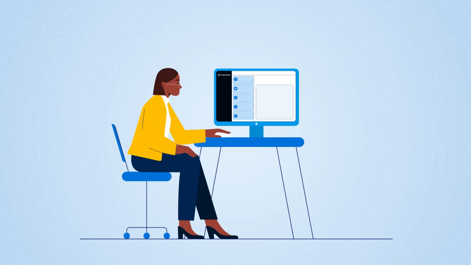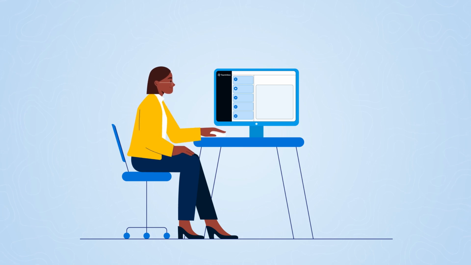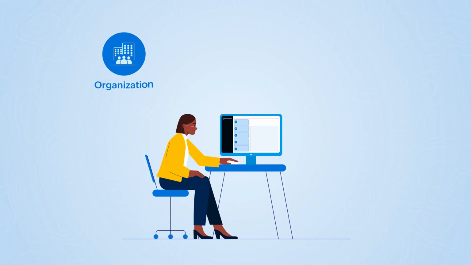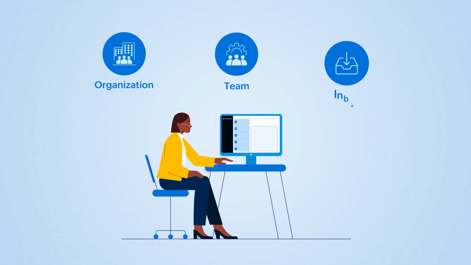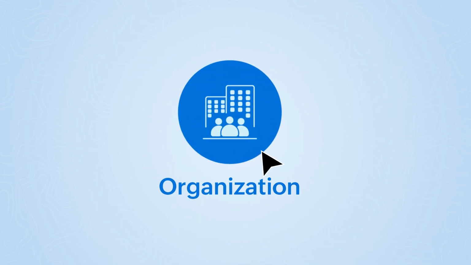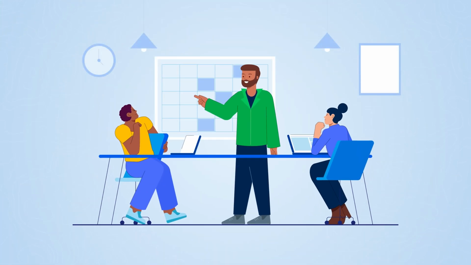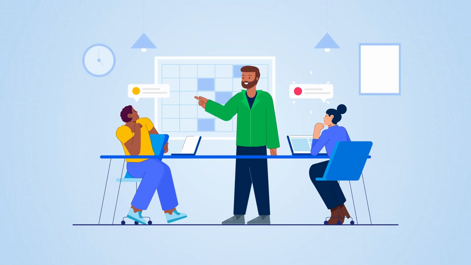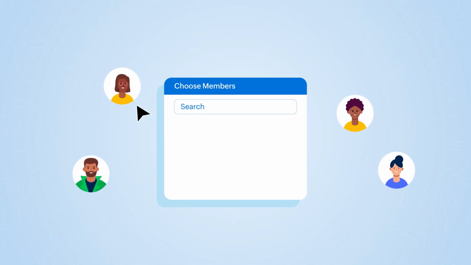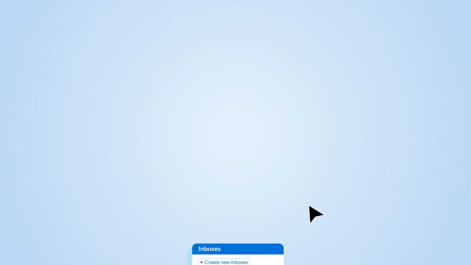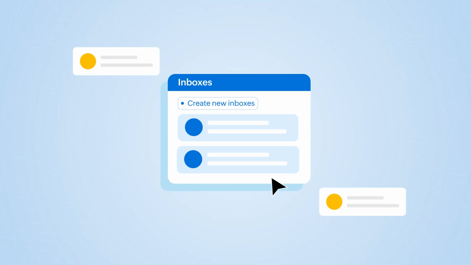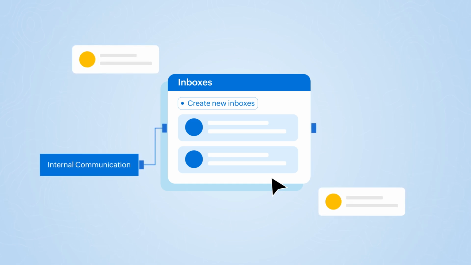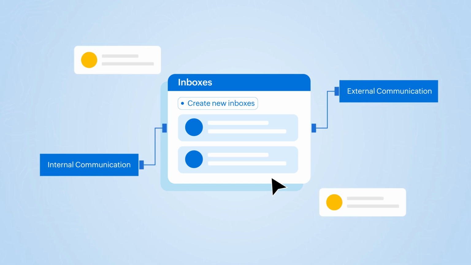Zoho TeamInbox's account hierarchy consists of three entities: organization, team, and inbox. Organization is the workspace that holds all of the teams and inboxes you create and the people you add as members. Under an organization, you can add teams to put in people of various departments. Under teams, you can add inboxes where you can manage your internal and external communications.